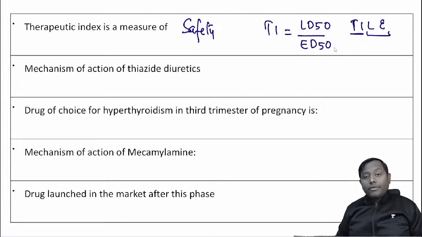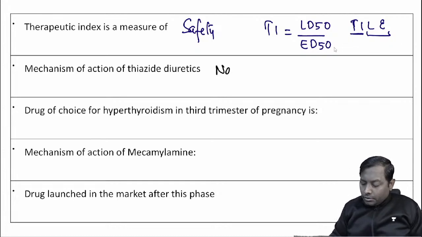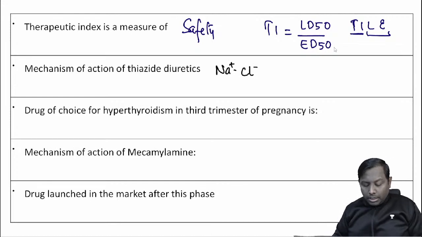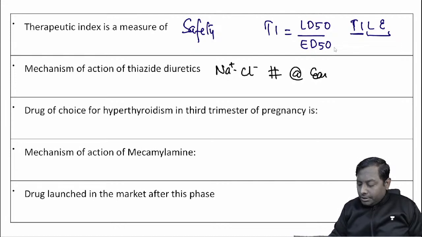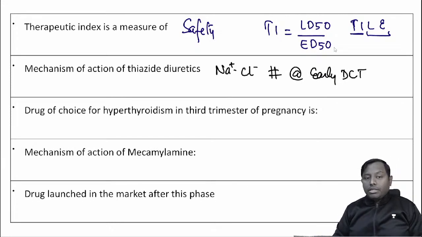Thiazide diuretics, quickly you guys can give me. Each one of them has been a part of a question, guys. How do these thiazide diuretics work? They are NaCl co-transporter inhibitors, at the early part of the DCT.